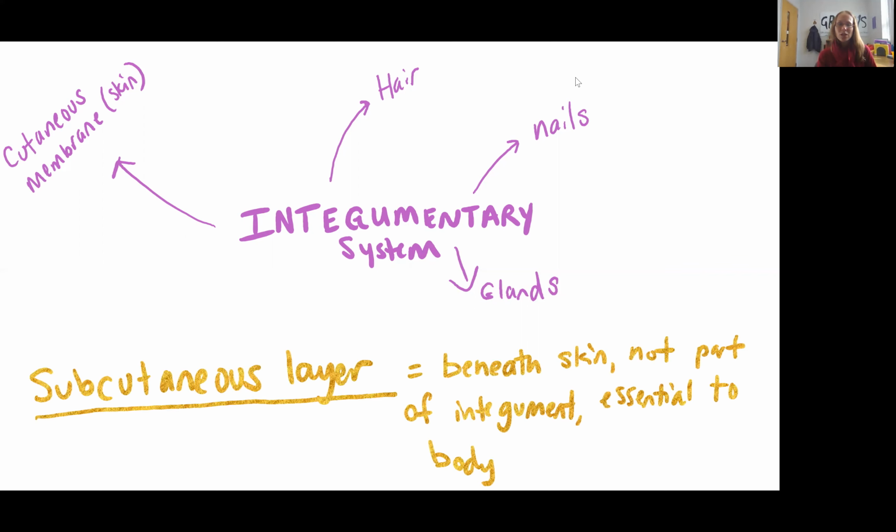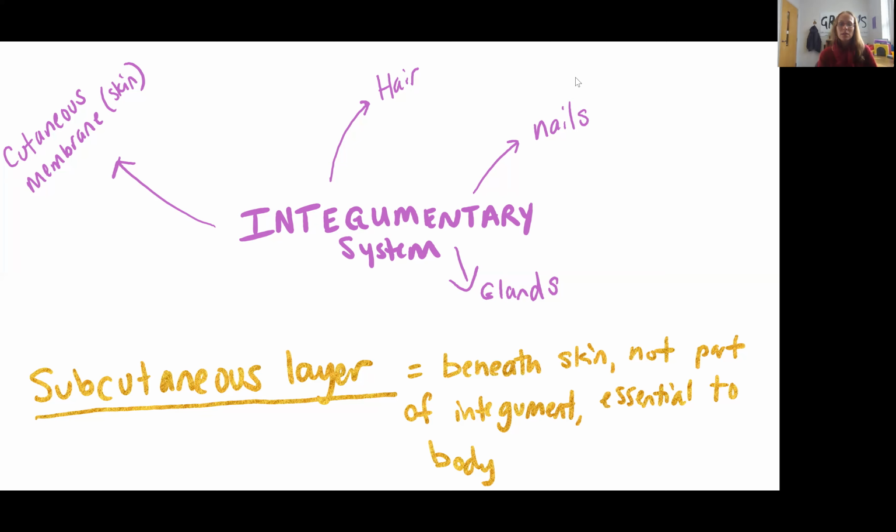Now, in addition to the cutaneous membrane, the hair, the nails, and the glands, we're also going to be talking about what's called the subcutaneous layer. Now, the name subcutaneous, that prefix tells us that this is below the cutaneous membrane. So it's technically beneath the skin, therefore it's not really a part of the integumentary system, but it is an important layer for our body. It's providing insulation and nutrient storage.